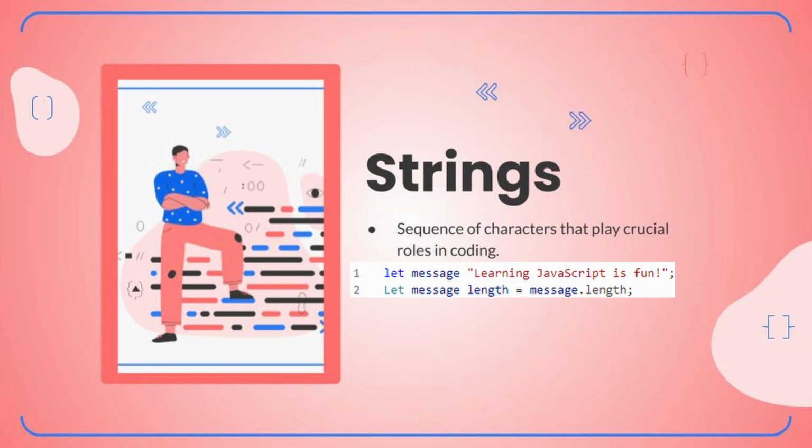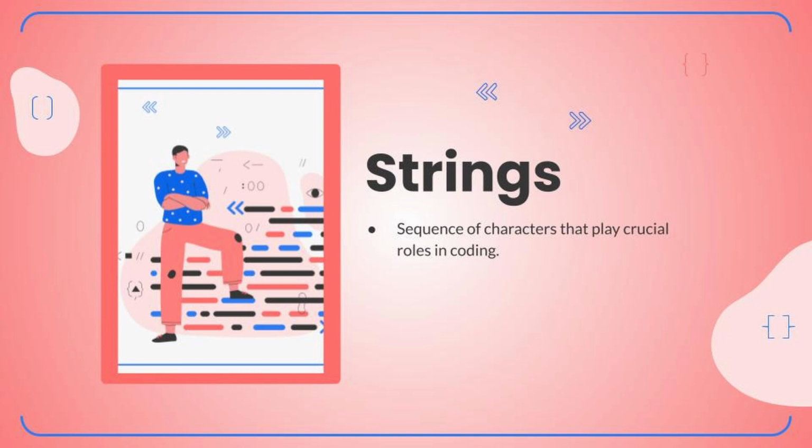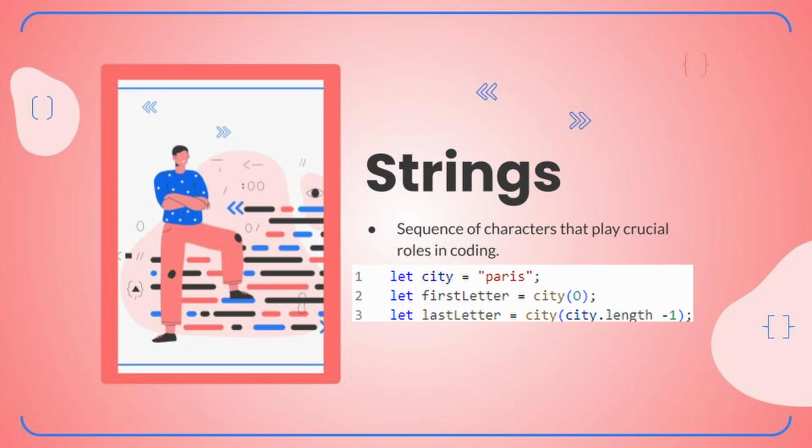Now we need to access characters. Strings are zero-indexed, meaning you can access individual characters by their index. Let city equal "Paris". Let firstLetter equal city[0]. Let lastLetter equal city[city.length - 1].